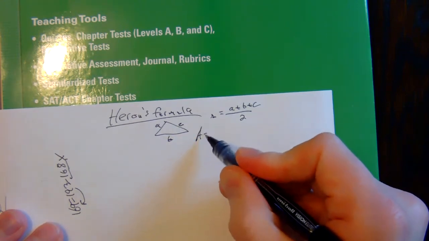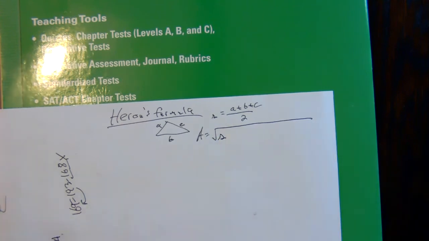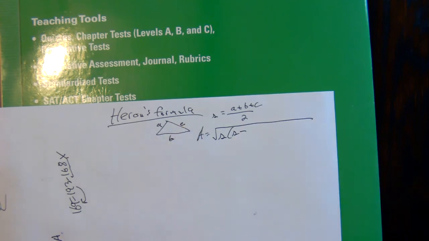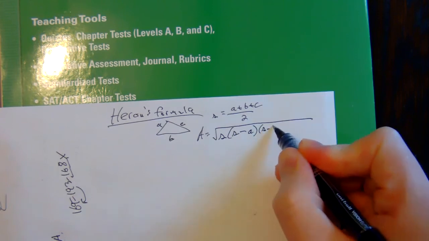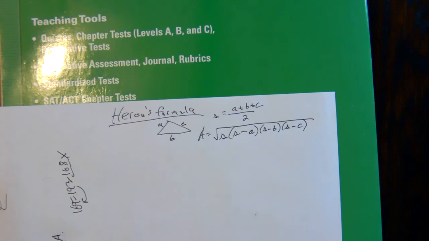And in your area formula for the triangle, you got this giant square root. You're going to take your semi-perimeter, you take your S, and then you're going to subtract out each of the sides. The order doesn't matter. As long as you subtract out each of the sides, you'll go S minus a, S minus b, S minus c. There's the area formula for a triangle.